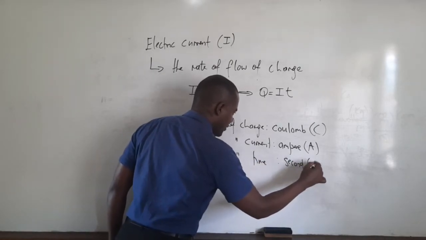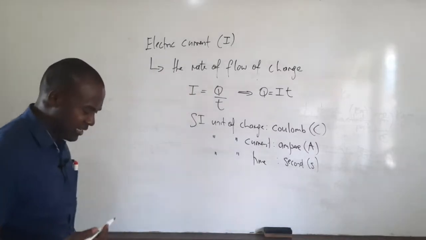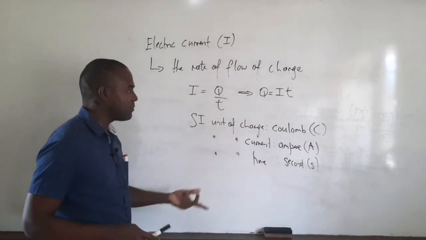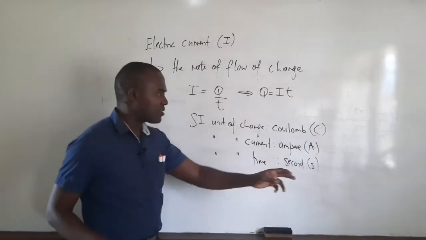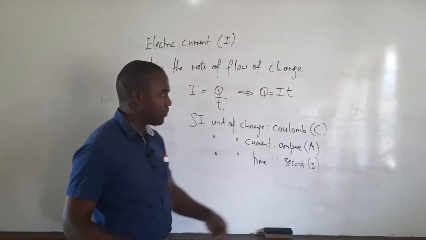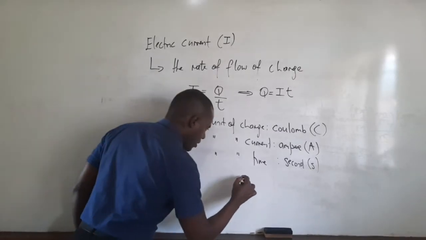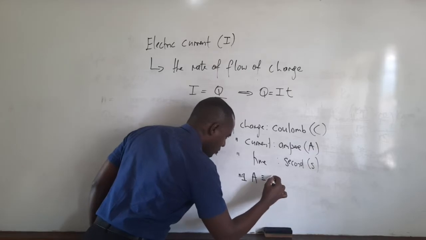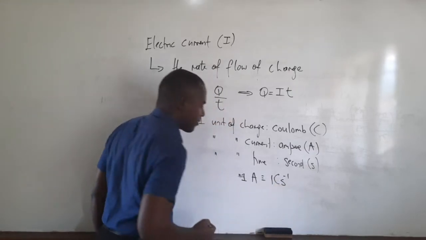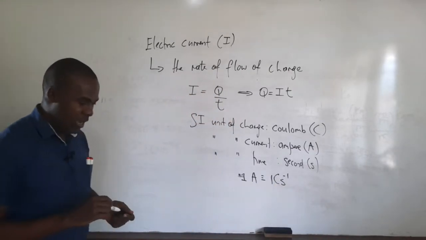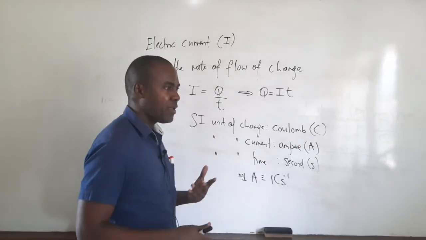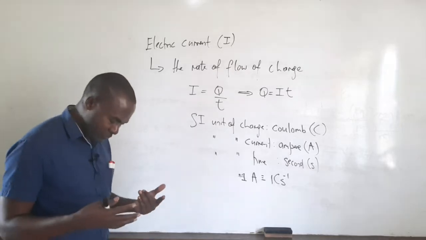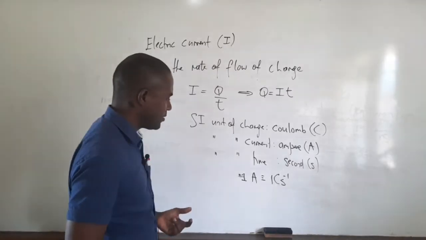So if we look at the equation which relates current, charge, and time, we see that the current is equal to the charge flowing divided by the time taken. And since the SI unit of electric current is ampere, it would follow that 1 ampere is equivalent to 1 coulomb per second. So a current of 1 ampere is equivalent to a charge of 1 coulomb flowing for 1 second, right?